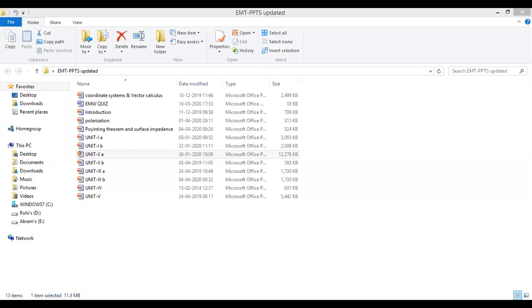So that server slide has come up. Are you able to see the slide?